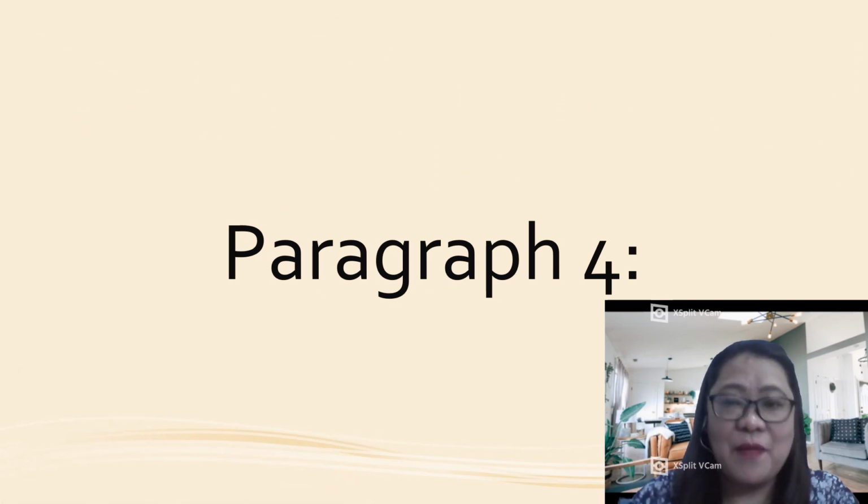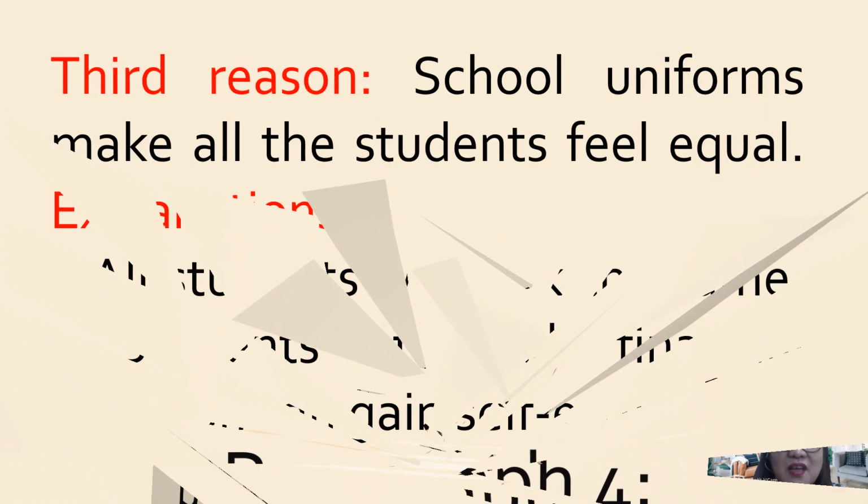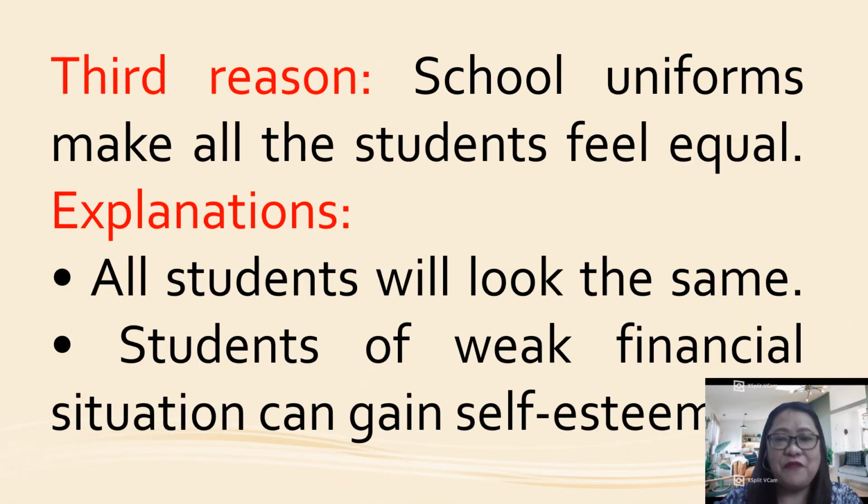Now, let us have paragraph number 4. Paragraph number 4 deals with your third reason, and that is, school uniforms make all the students feel equal. And for the explanations that support the third reason, explanation number 1, all students will look the same. And explanation number 2, students of weak financial situation can gain self-esteem.